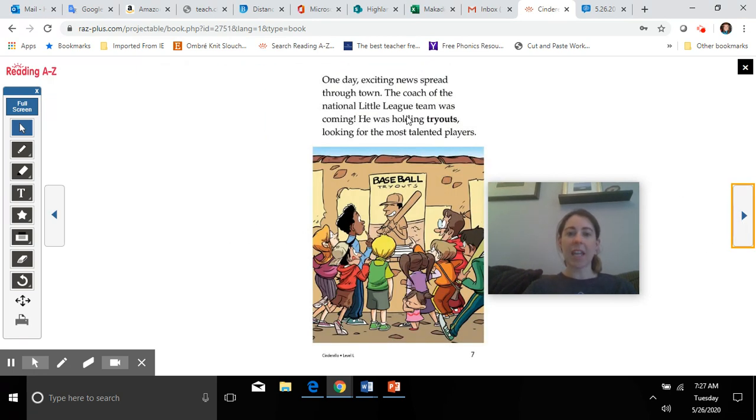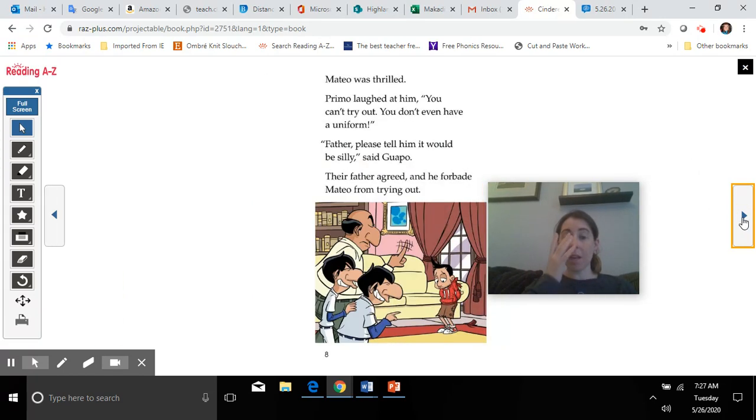One day, exciting news spread through the town. The coach of the National Little League team was coming. He was holding tryouts, looking for the most talented players. Matteo was thrilled. Primo laughed at him. You can't try out. You don't even have a uniform. Father, please tell him it would be silly, said Guapo. Their father agreed, and he forbade Matteo from trying out.